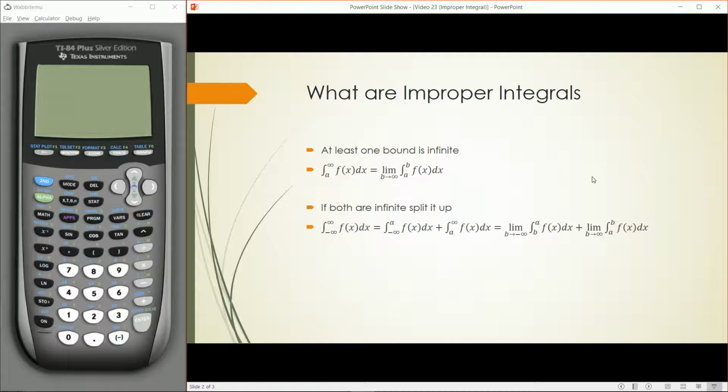You just split it up. And you can choose wherever you want to split it up. Most of the time, the easy split is at 0. Depending on what your function is, it might be easier going with something else, but in general, 0 should work.